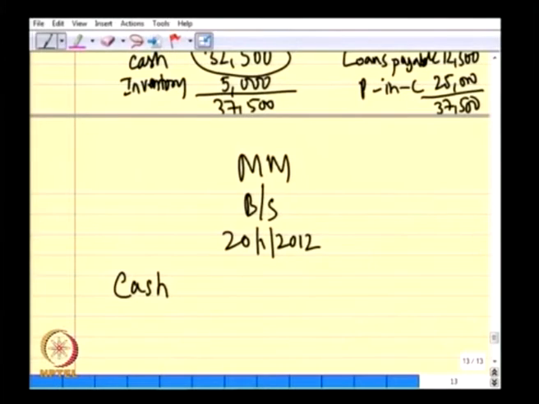How much did I sell it for? I sold it for 750 rupees. So, what would be the total cash? It will be 33,250.